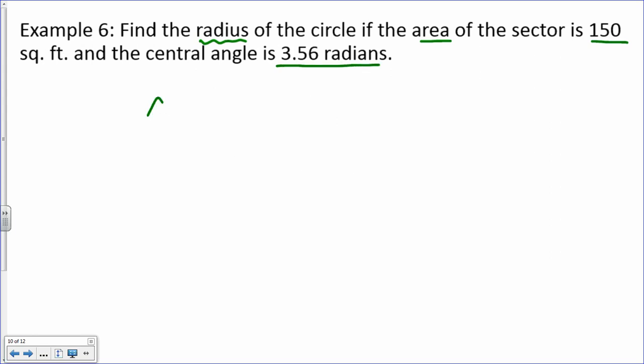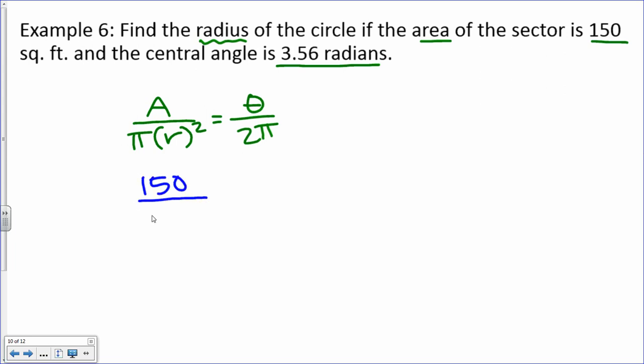So, since I know the area, I need to use my pi r squared formula, so pi times radius squared, which is what I want to find, equal to my central angle in radians, so theta over 2 pi. Plugging in what I do know, this one's a little bit different. I know the 150 over pi radius squared, and I know the 3.56 over 2 pi.